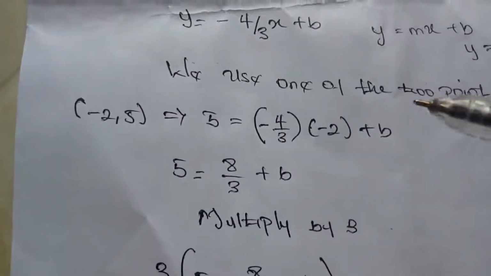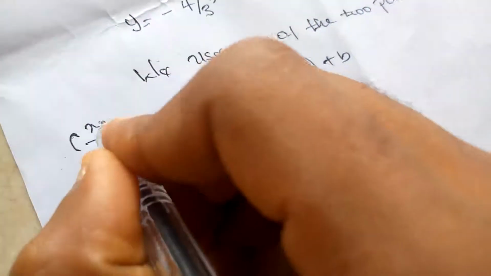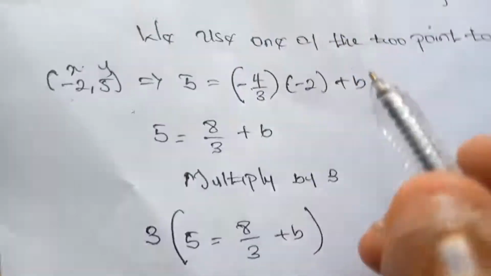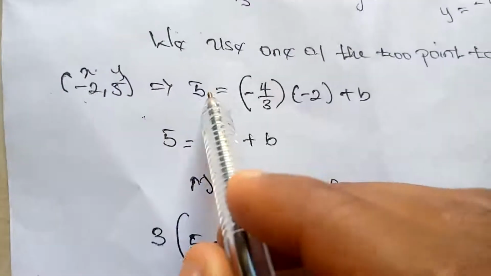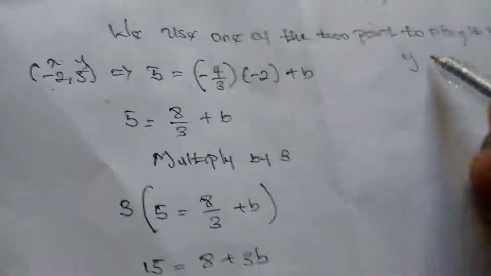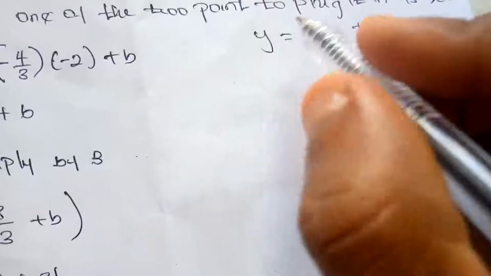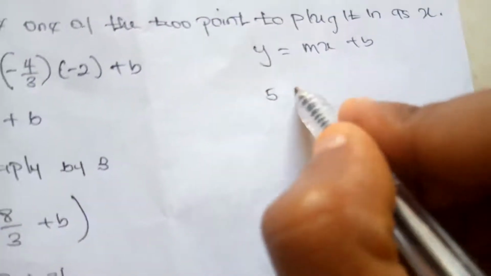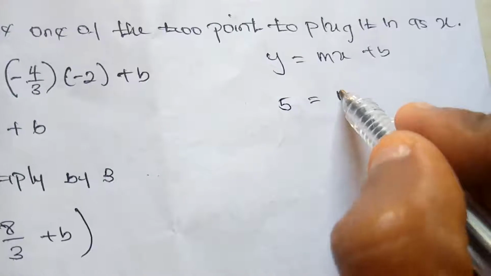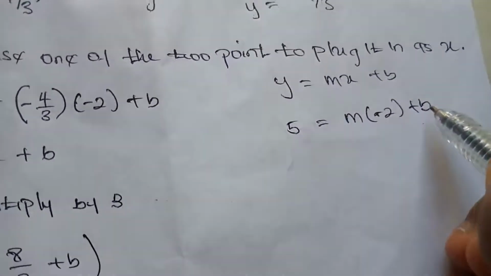So we picked the first one. Minus 2 is our x, and 5 is our y. So where I see x, we plug in minus 2, and where I see y, we plug in 5. In our formula y equals mx plus b, our y is 5, equals m times our x, minus 2, plus b.